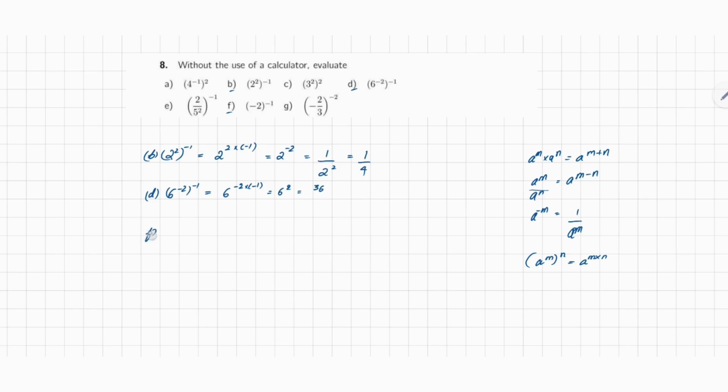Next, let's solve question F. We have minus 2 to the power minus 1, which can be written as 1 over minus 2 using this formula, or we can also write it as minus 1 over 2.